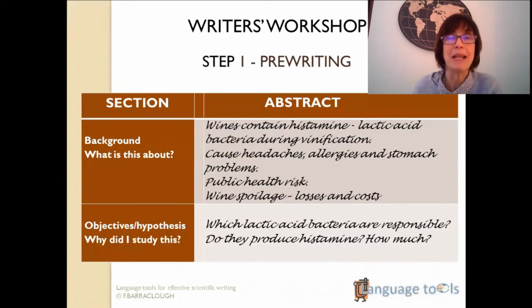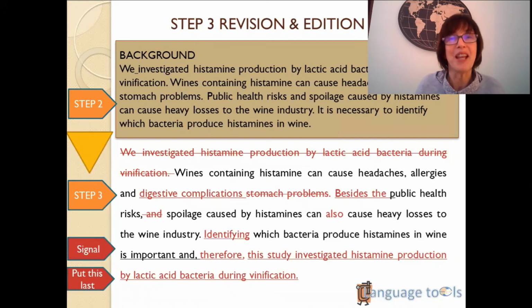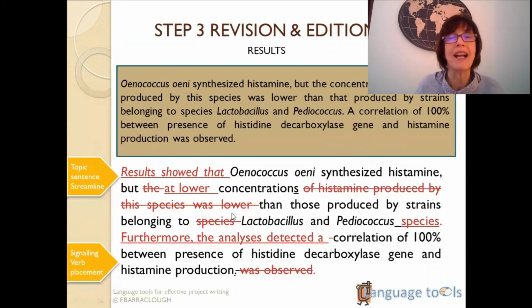As I said, we're going to end up with a writer's workshop where we'll go through the steps in the writing process. First, in the pre-writing, you will fill in a table with your main ideas. In the second, you'll write up those ideas in short, simple sentences. And in the last, third step, you are going to reorganize and join those ideas to come up with a well-written text, which you will also revise and edit using all the language tools that we have learned.